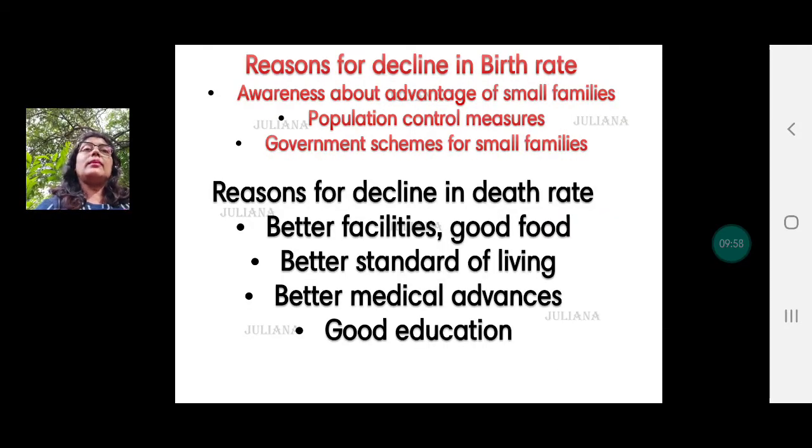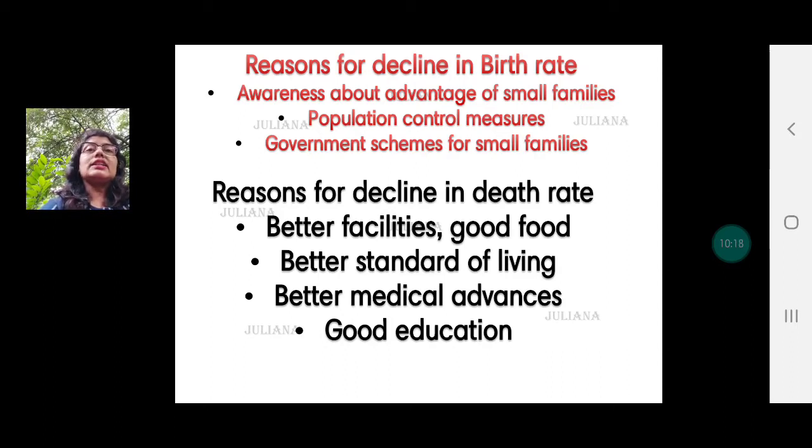Okay, so now we come to the reasons for decline in birth rate. We said the birth rate of Brazil is constantly decreasing. India is showing a substantial decrease. Now, what are the reasons, especially in India? The reasons are awareness about the advantages of having small families, and this is the effort made by the government.